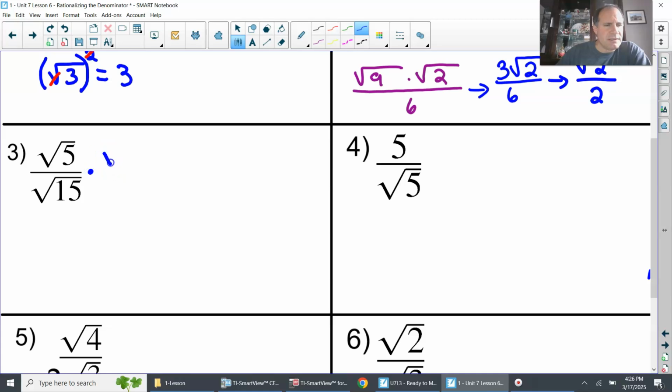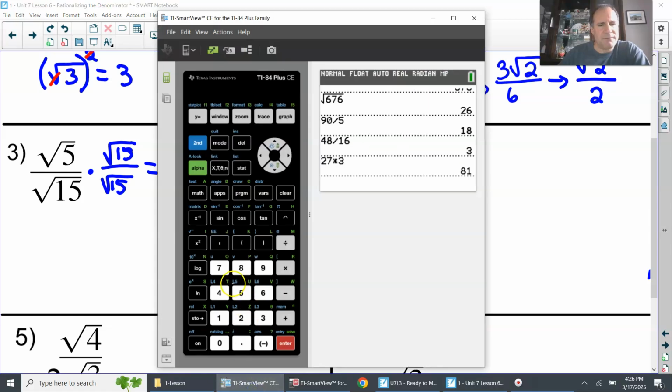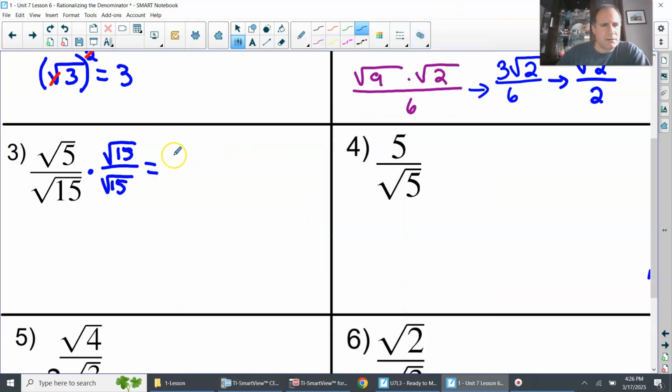To rationalize the denominator, you would have to multiply by square root of 15 over the square root of 15. And that will equal, let's see, 5 times 15 would equal 75. So the square root of 75 over 15. You know it's 15 because square root of 15 times the square root of 15 is 15. All right, they're inverses of each other.